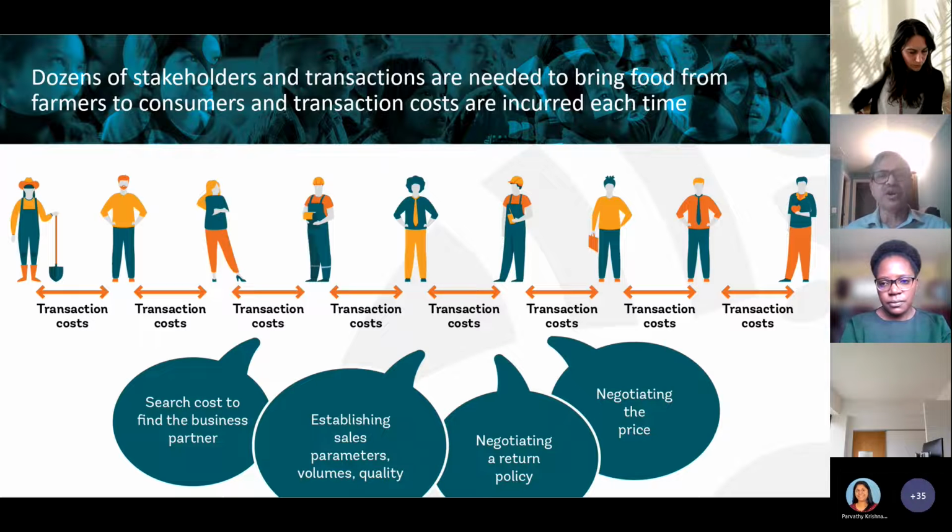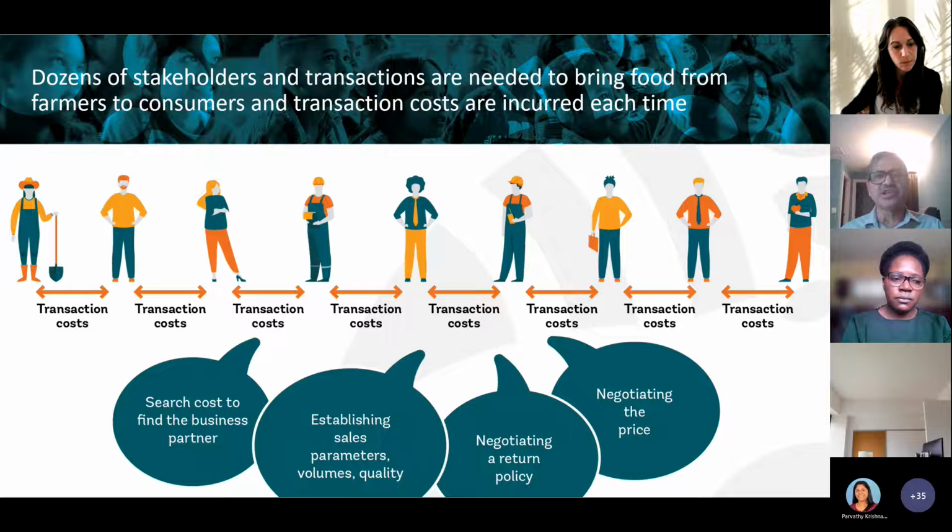It shows that there are a lot of stakeholders involved in bringing food from farmers to consumers, and there are transaction costs incurred every time. So this is in terms of economics. Clearly, we have multiple transaction costs happening, which really make the food system more inefficient. Next, please.